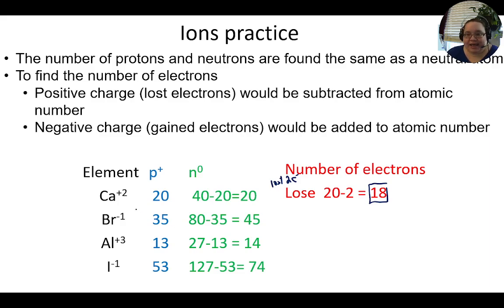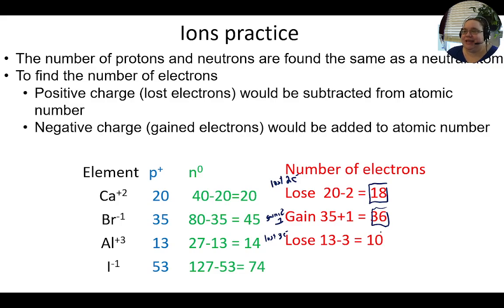Bromine minus, that negative ion means that we have gained 1 electron. We go out and we gain 1 electron. Well, I've got to take 35 and add 1 to it, so it has 36 electrons. Aluminum plus 3 means we have lost 3 electrons. That would be something that you are more than welcome to write on your periodic table. Positive charge means subtract, means I gave them away. Normally aluminum would have 13, but this ion of aluminum has 10.